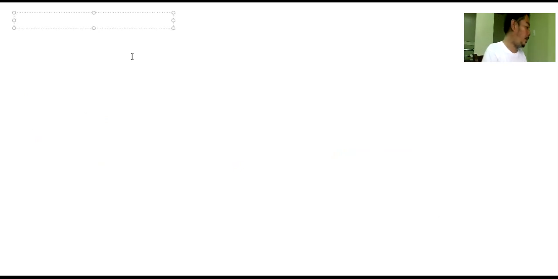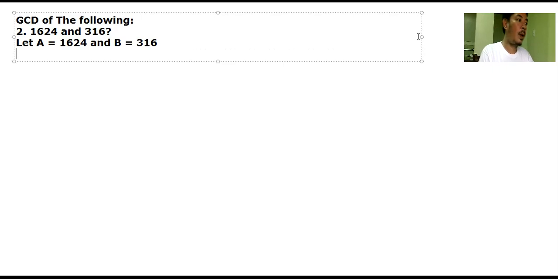Next, in question number 2, find the greatest common divisor. Find the GCD of the following: 1,624 and 316. Let A equal 1,624 and B equal 316.